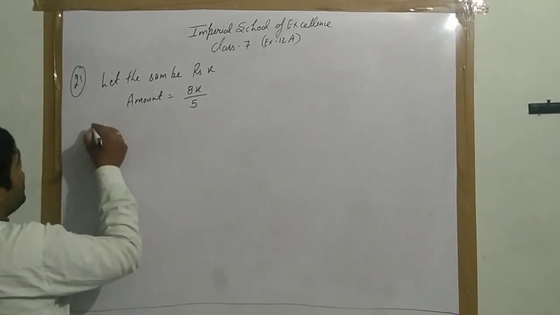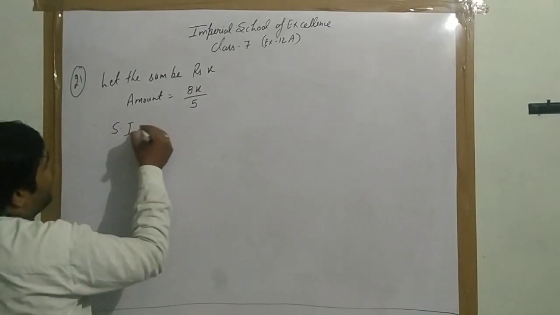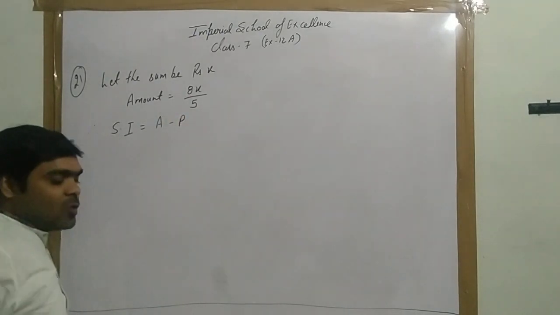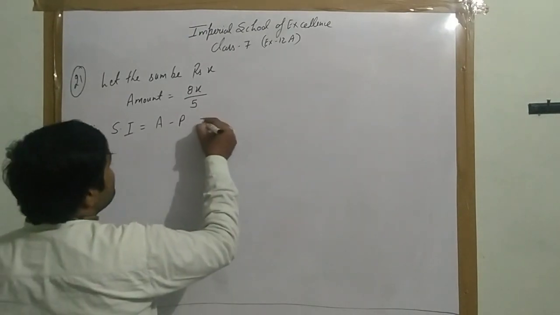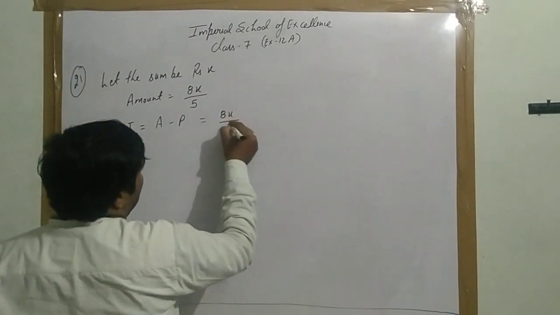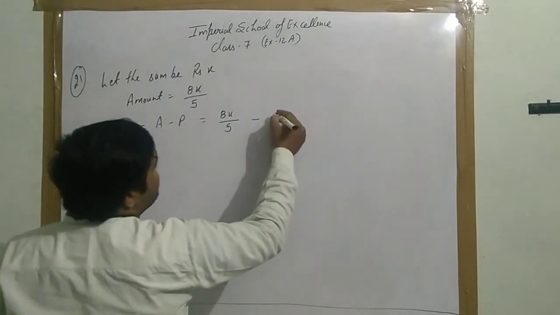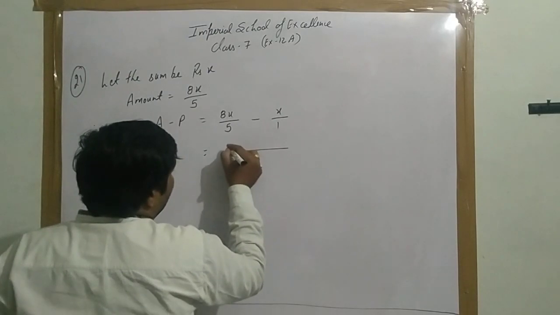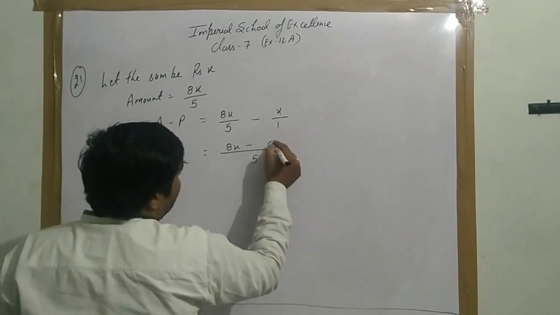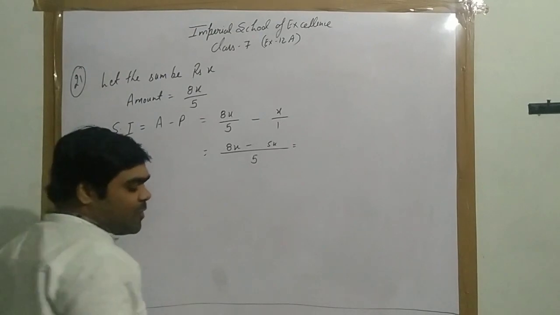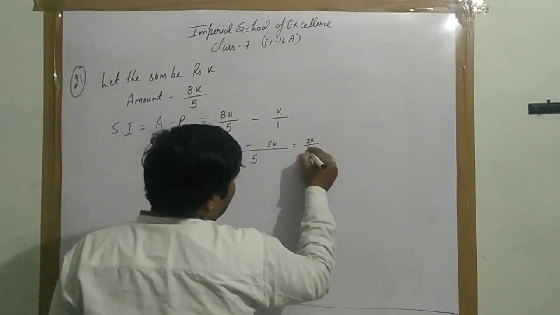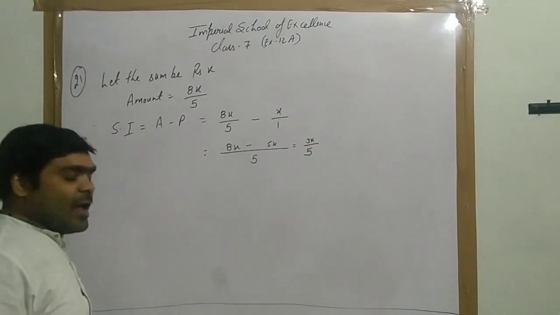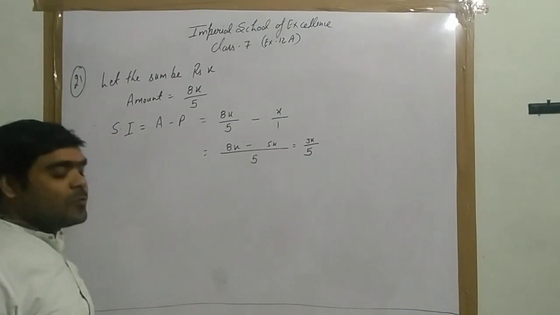Now the formula of SI, simple interest: SI equals amount minus principal. You have to do minus here. Amount is your 8x upon 5 and principal is x upon 1. When you solve this, 8x minus 5x, 8 minus 5 will be 3x upon 5. So the SI will be 3x upon 5. Now what do we have to find in this question? We have to find the rate of interest.